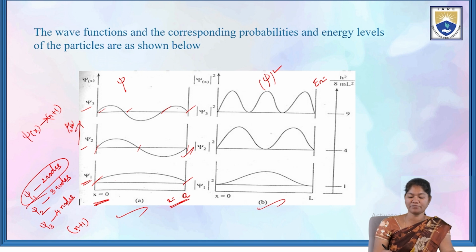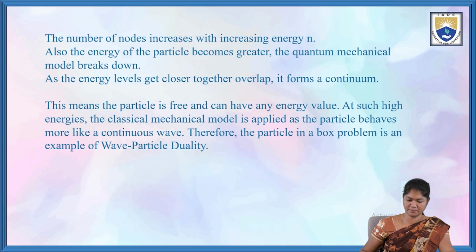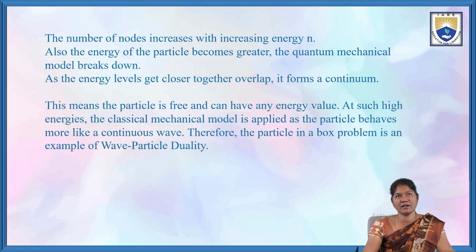Okay, so this is the probability density. This figure shows the wave functions of the particle associated with a wave which is in the potential box. And this second figure shows the probability density of a particle within that wave in the potential box. So the number of nodes increases with increasing energy, and also the energy of the particle becomes greater.